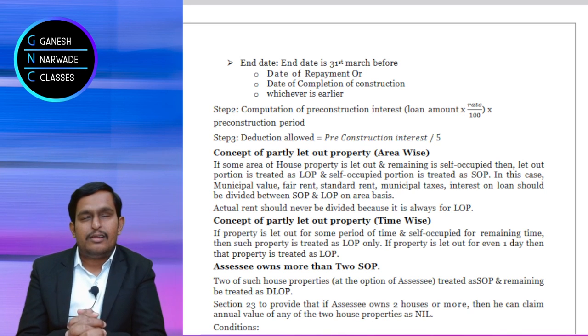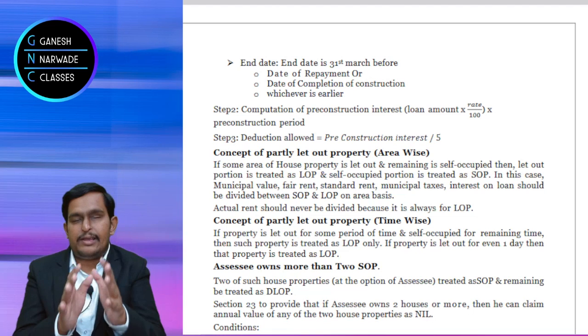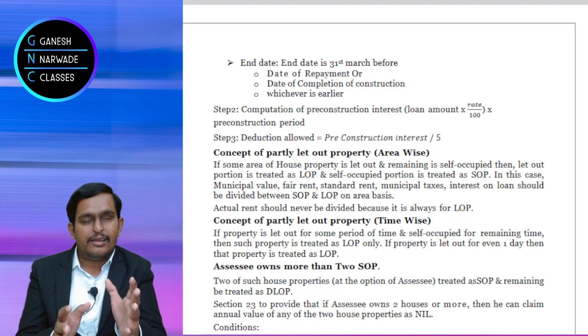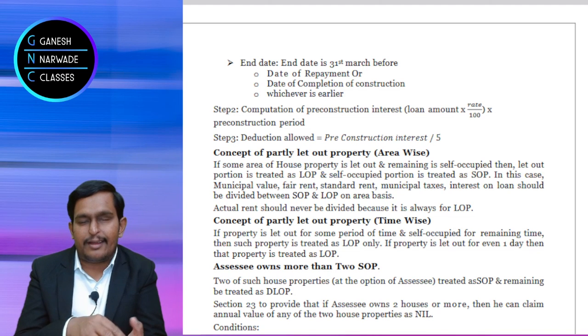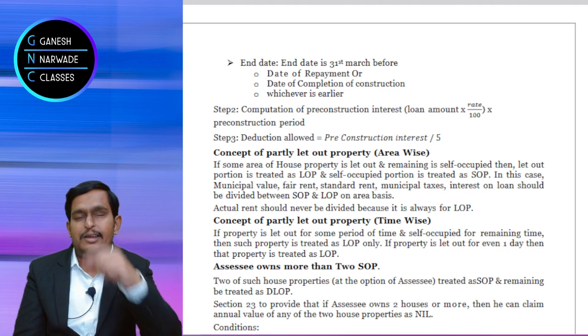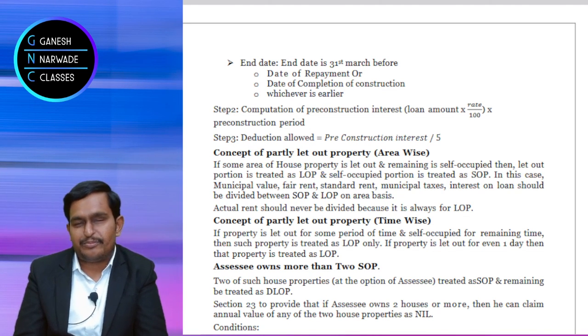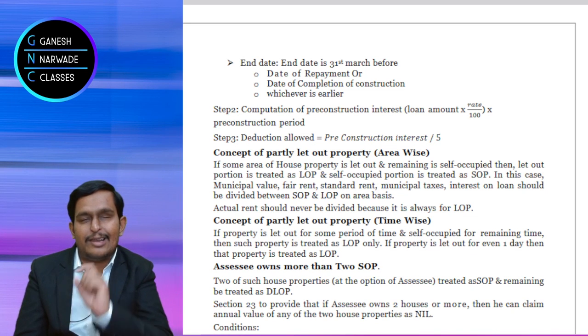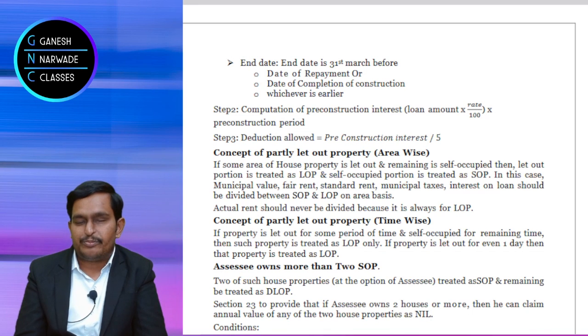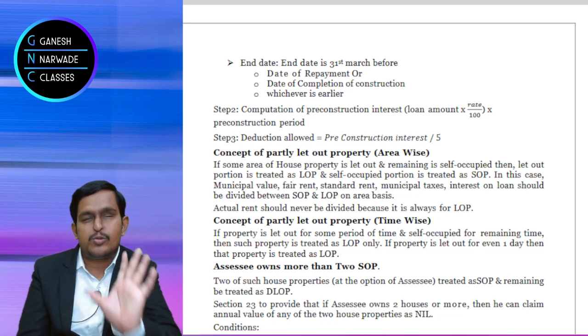Suppose, for example, you may be occupying the property. You have a building, 3 floors building. 1 floor you are occupying as an owner, self-occupied, and other 2 portions you have let out. So area wise it is partly let out, partly self-occupied. What to do? Consider each portion as a separate house property.